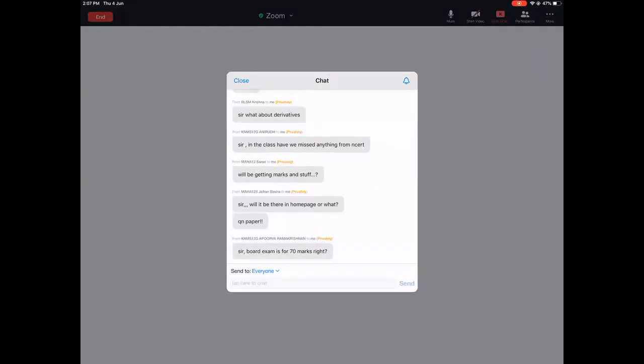Have we missed anything from NCERT? I don't know. You tell me if we have missed anything from NCERT. You please tell. Derivatives.